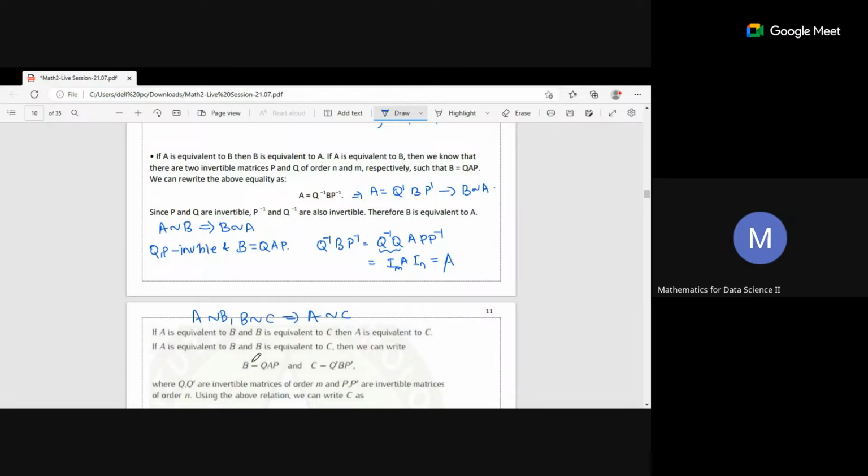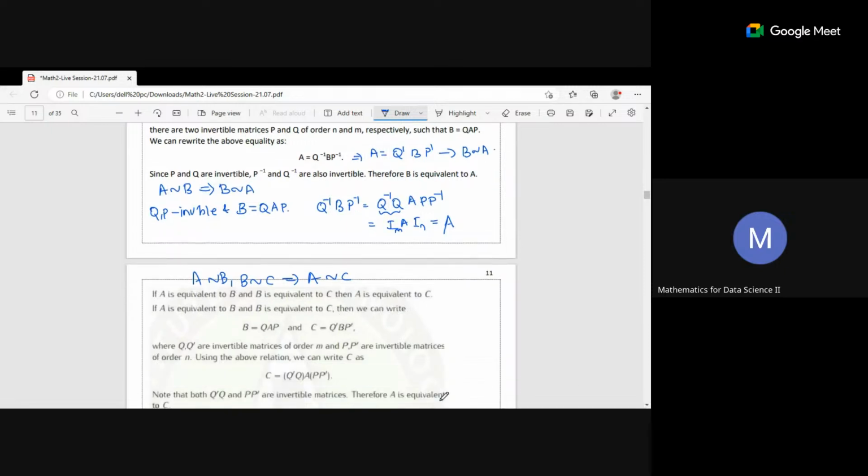So now what do you need to prove? You need to prove A is equivalent to C. What are you going to do? You have to find matrices, maybe I'll call them Q tilde and P tilde, such that you can write C as Q tilde A P tilde. So this is what you need to prove. This is your claim.